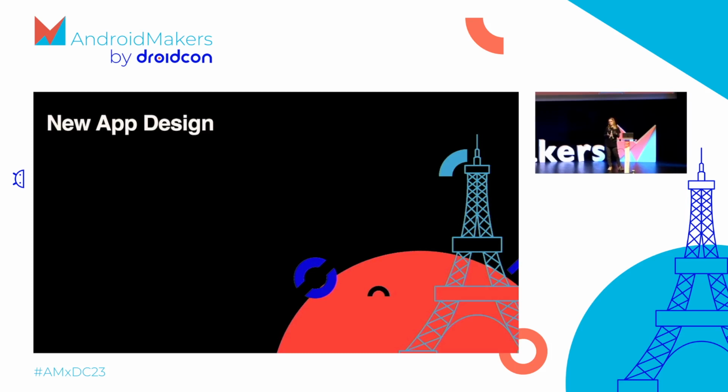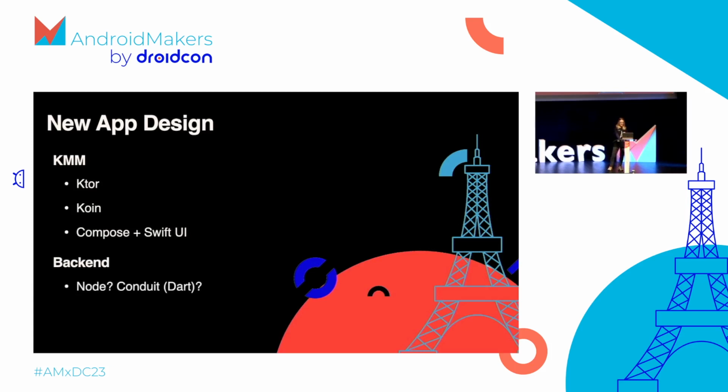And as I was working quite a lot with KMM back then, the app part was rather clear to me. I would use Ktor for networking, Koin for dependency injection, and the UI will be in SwiftUI and Compose. But I still needed data. I needed a backend. And my experience so far, as I told you, was either with Node.js or with another Dart framework.